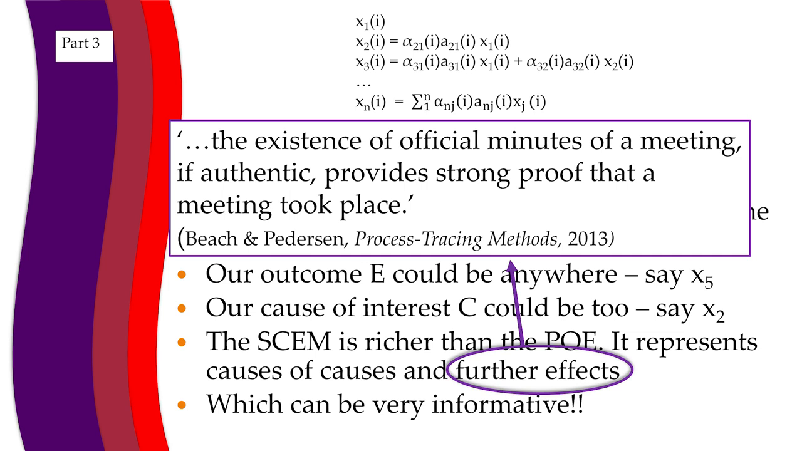So just for example, think about further effects. Here's a little mention in process tracing. The existence of official minutes of a meeting, as we know, if authentic, provides strong proof that a meeting took place. So what we're doing there is looking at effects of the effect. We were interested in whether the effect was, did a meeting take place? And we're actually not looking at intermediate steps, did the cause produce the meeting, but at a further effect.